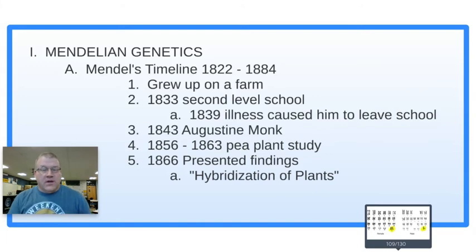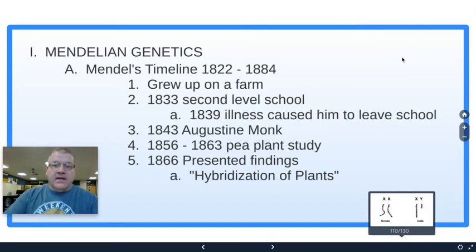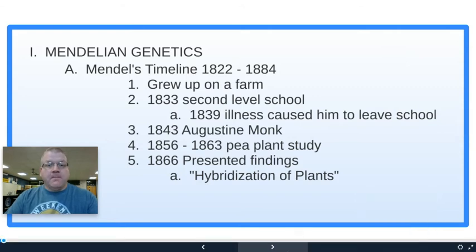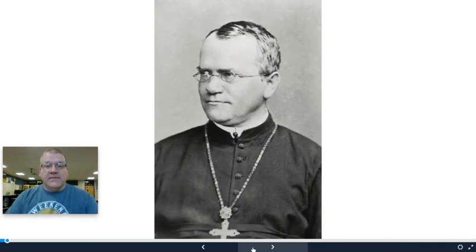This individual was not healthy enough to work on the farm, from what I understand, and so was sent off to a monastery. And because of that, had certain responsibilities with the monastery, one of which included tending the plants in the garden. For a number of years, he studied pea plants, and in this endeavor, he figured out basic genetics. There's the guy himself, Mendel.